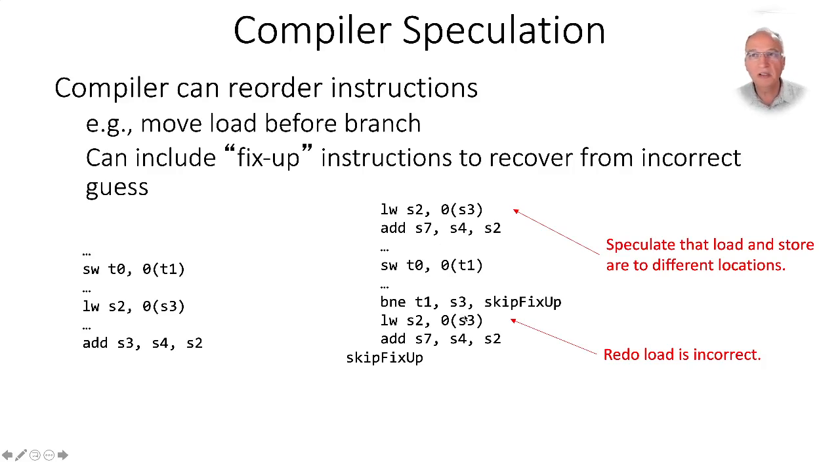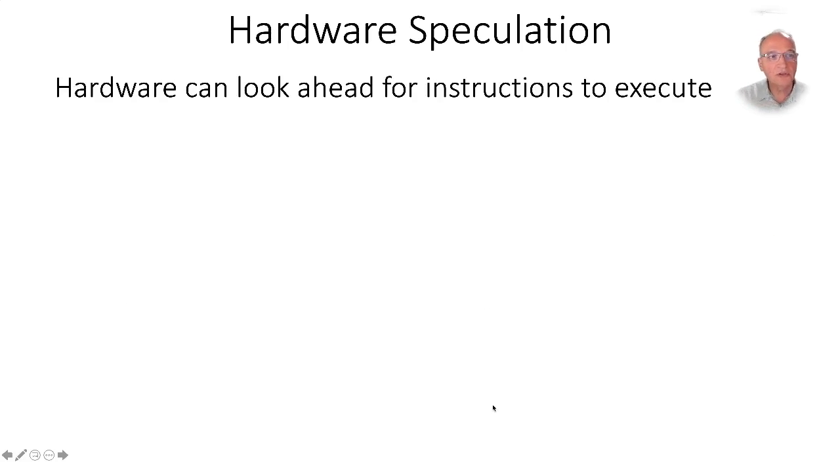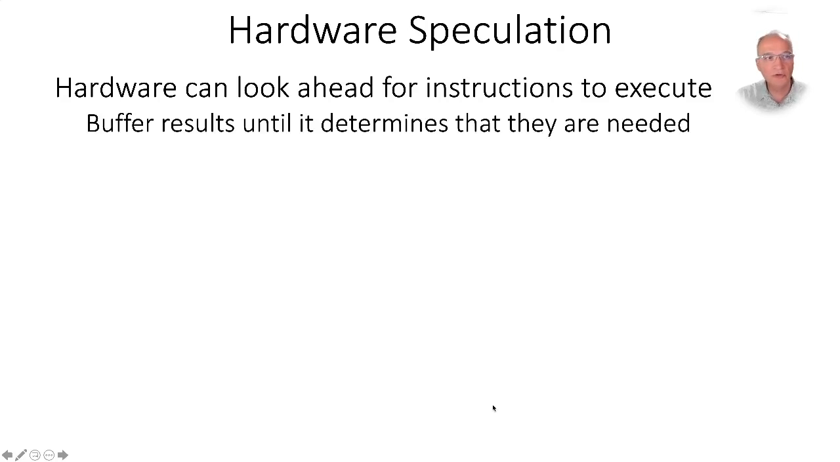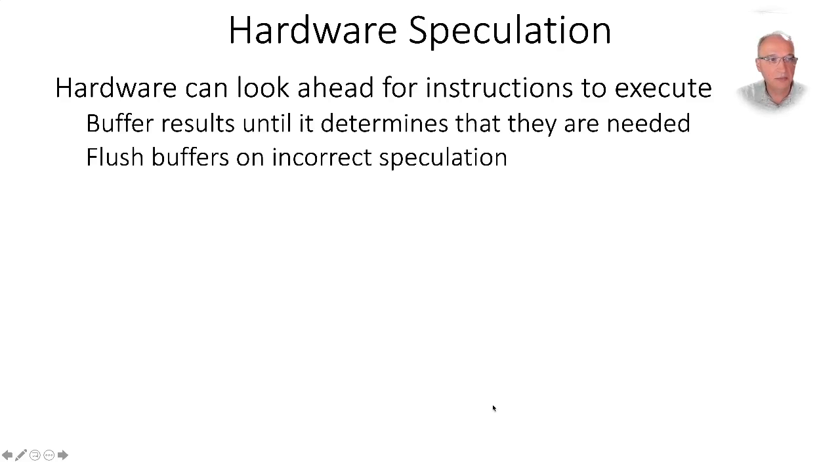I could be producing incorrect code that was correct before my compiler became smart and tried to do the optimization. So in some architectures, I have special instructions for speculation that will not cause exceptions, so that I do not have that problem. I can do hardware speculation, so the hardware can look ahead for instructions to execute and can buffer the results until it determines that they are needed. Then it can flush buffers when there is incorrect speculation.